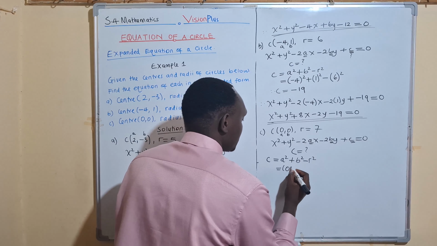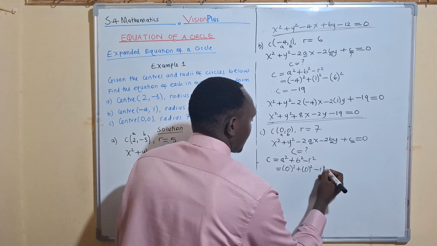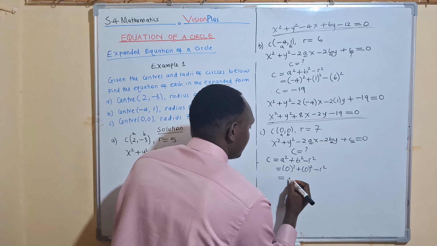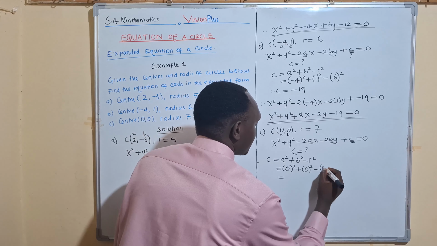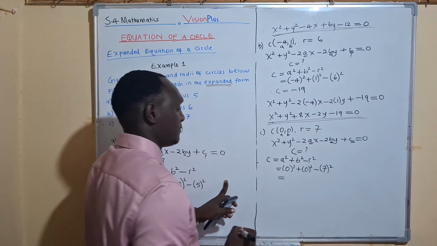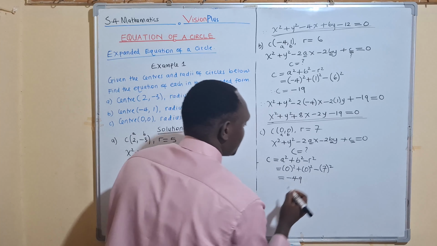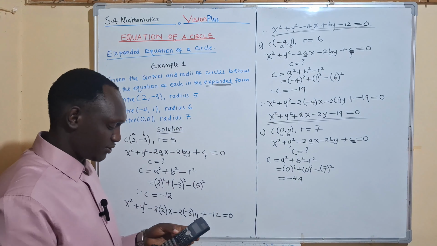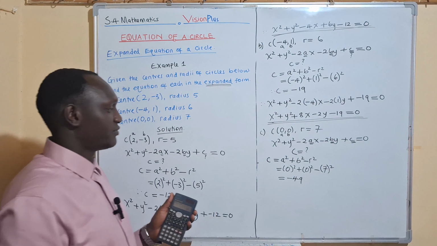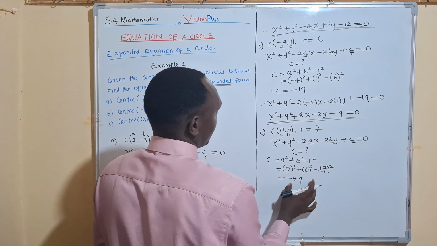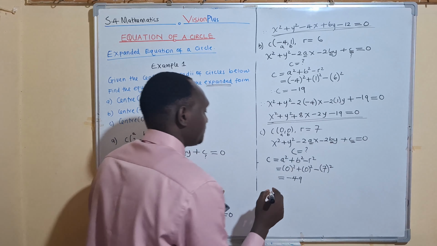Substitute for A. A is 0 squared plus B is also 0 squared minus R squared. This means that we shall have minus R squared. What is R squared? R squared is 7 squared. That means we shall have -49. On the calculator, 0 squared plus 0 squared minus 7 squared is -49. This is the value of C. So after getting C, we come back and substitute for A, B, and C.